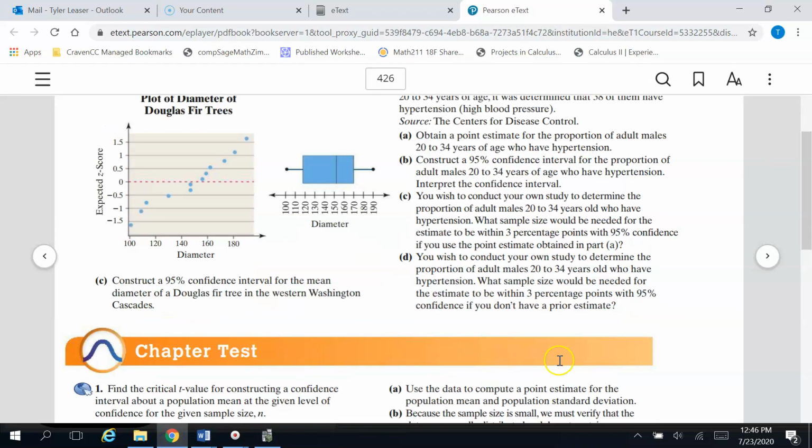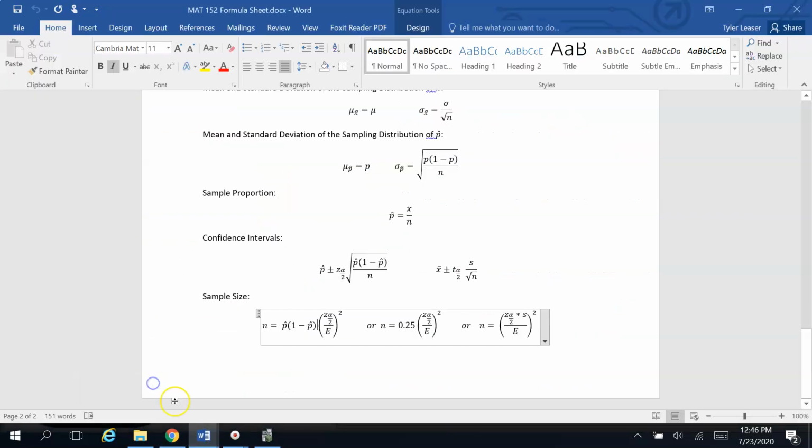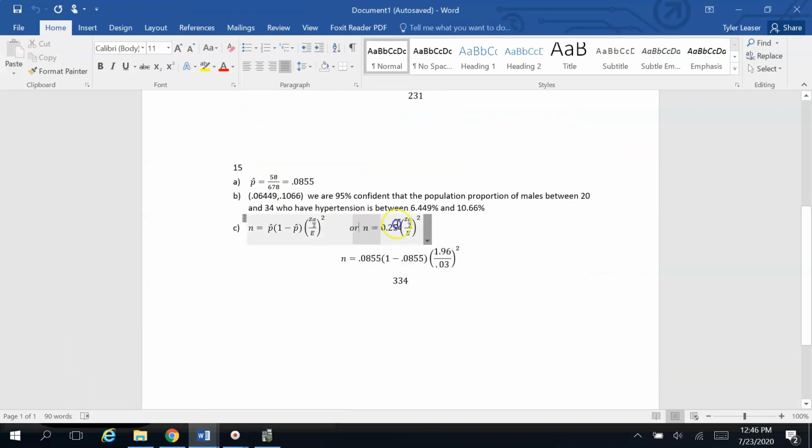Part D is asking the same thing. It's just that part D, it says if you do not have a prior point estimate. Remember, if you do not have a prior point estimate, you want to use the second formula here. So instead of the 0.0855 stuff out in front, you would just do 0.25 out in front. Not going to bother doing that one because it's just plugging stuff into the calculator.